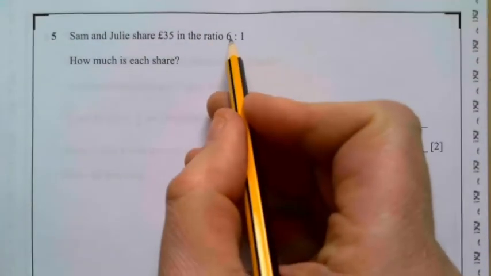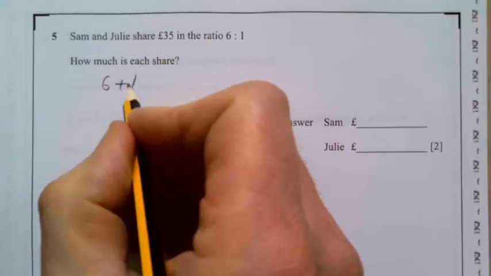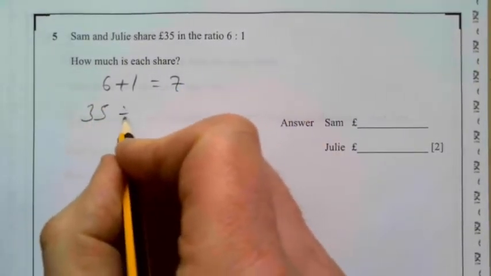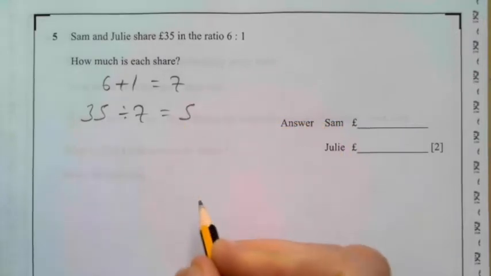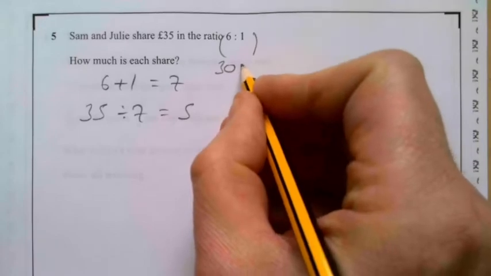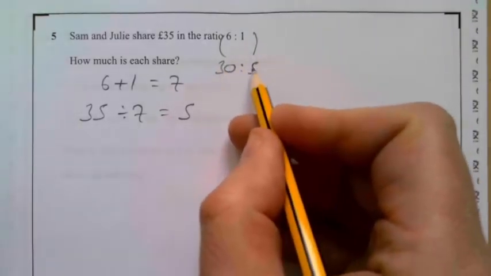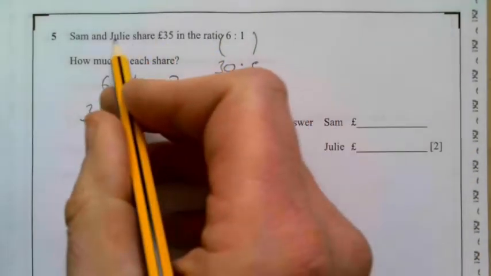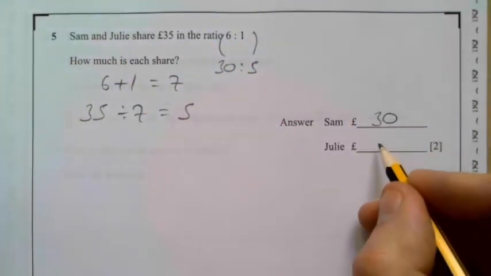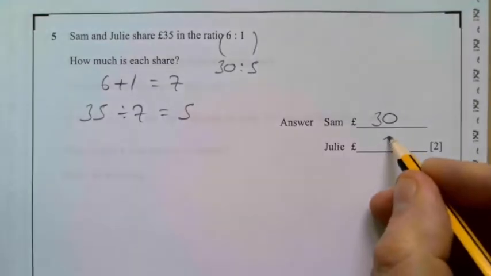Sam and Julie share £35 in the ratio 6 to 1. How much is each share? The wee secret to this one was you do 6 plus 1, which is going to be 7, and we then do 35 divided by 7, so that's 5. We times each of these in by 5, so it's going to be 30, and then 5, of course 30 and 5 out of the 35, so we've got it right. Sam was the first one, so he needs to be the 6th part, so he will be 30, and then Julie will be 5.